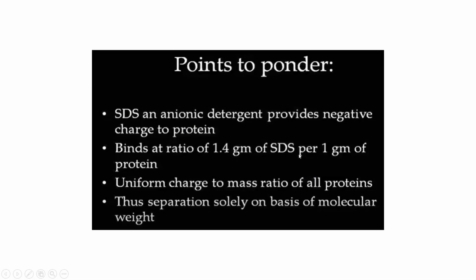This is how a silver stained gel looks, and a Coomassie stained gel looks like this. Basically, SDS binds at a ratio of 1.4 gram of SDS per gram of protein. So accordingly, SDS needs to be used, and it gives a uniform charge to mass ratio. After the addition of SDS, all proteins have a uniform charge to mass ratio. Because of that, the separation is solely on the basis of molecular weight and not because of charge.